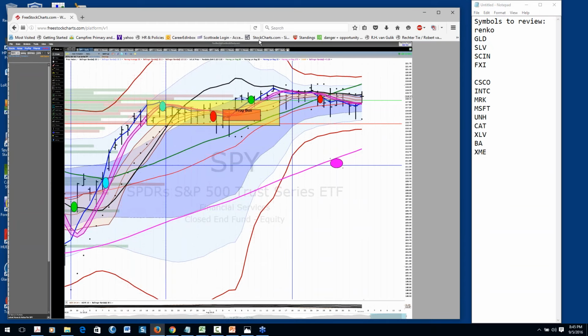All right, so we'll just notice here that the S&P is still stuck in that narrow Z3 pinch box here for the last 30 days. Nothing to choose from there.